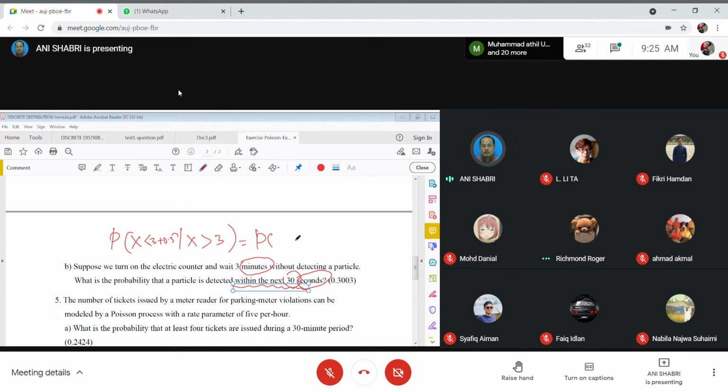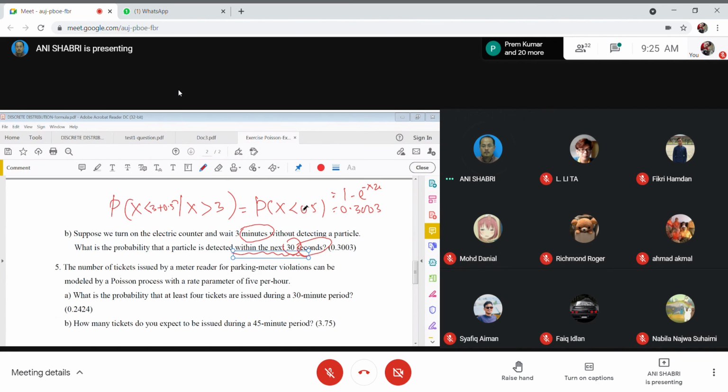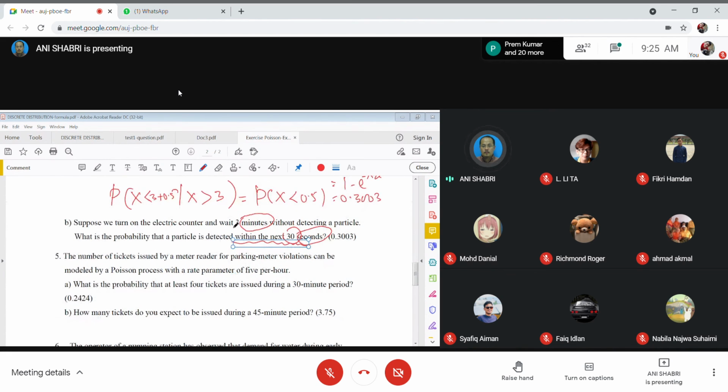It is equal P, less or greater? Less than 0.5. Okay, it is 0.303. It is equal to 1 minus e to the minus lambda x. Yeah, put in the values, we can get the answer 0.33 also. Okay, this one is Poisson.